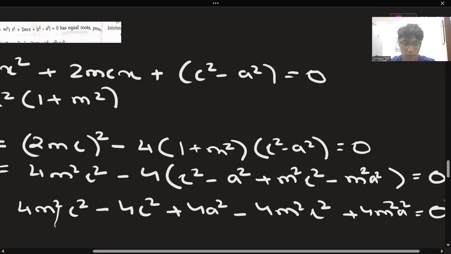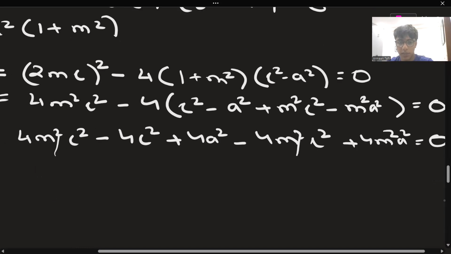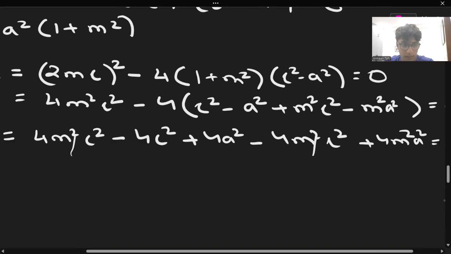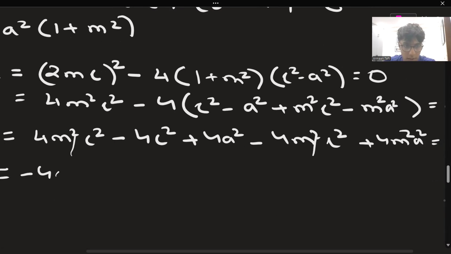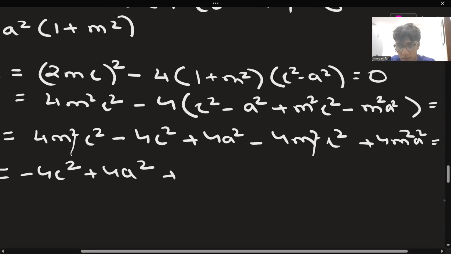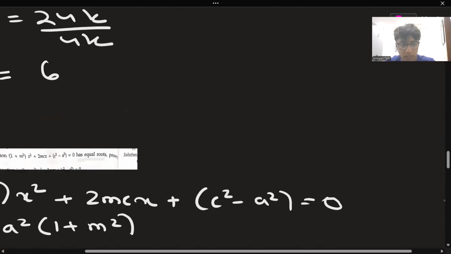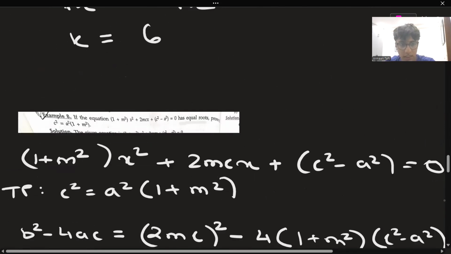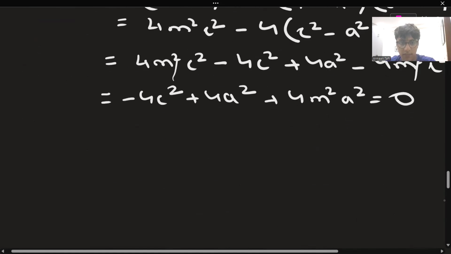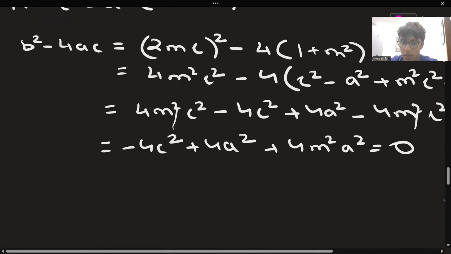So we get this 4m square c square cancelling out. And now we have three terms left. And we have this as minus 4c square plus 4a square plus 4m square a square equals to 0. And what did we have to prove? We had to prove that c square equals to a square times 1 plus m square. So we can isolate c square.